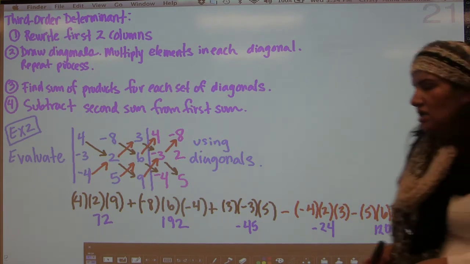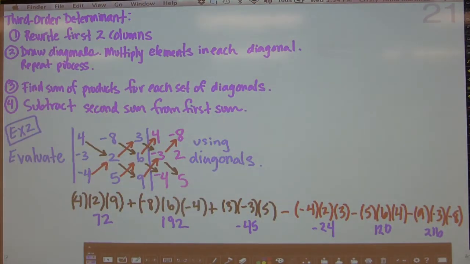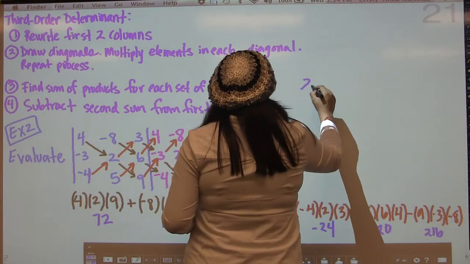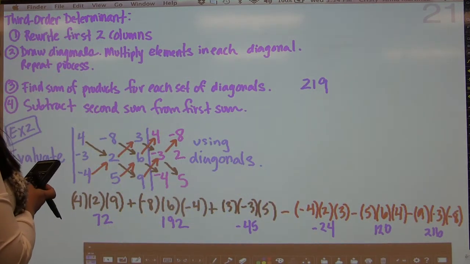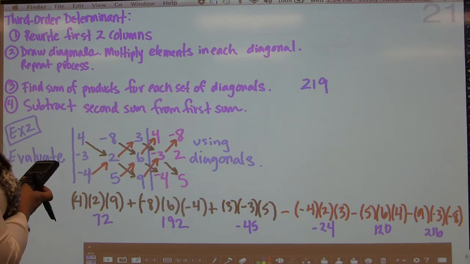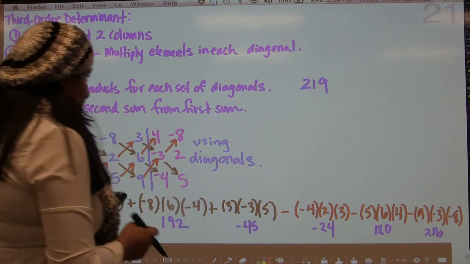Okay, so to show you what I mean about the two different methods, step number 3 says to find the sum of the products for each set of diagonals. So what they want us to do is to add them up. So we want to go 72 plus 192 plus negative 45. That brings me to 219. And then if I take the sum of negative 24 plus 120 plus 216, I get 312.